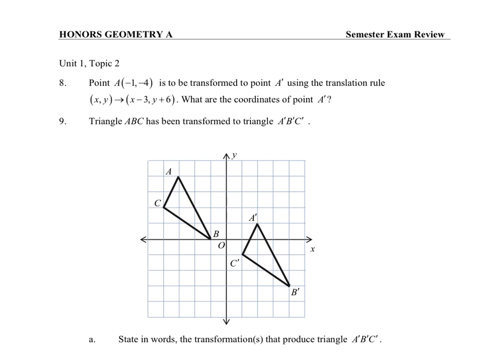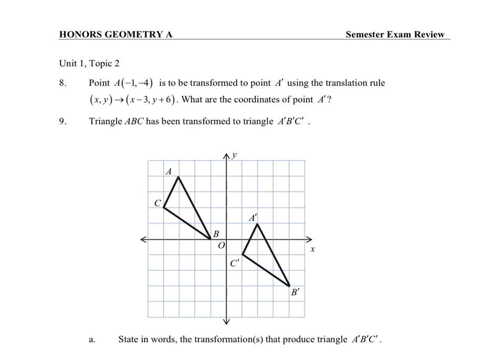This is the Honors Geometry exam review for Unit 1, Topic 2. Question number 8 says point A, (-1, -4), is to be transformed to point A prime using the translation rule (x, y) corresponds to (x - 3, y + 6). What are the coordinates of point A prime?